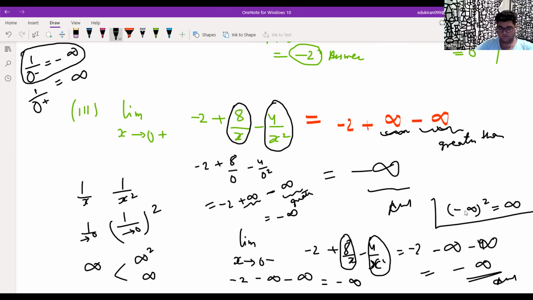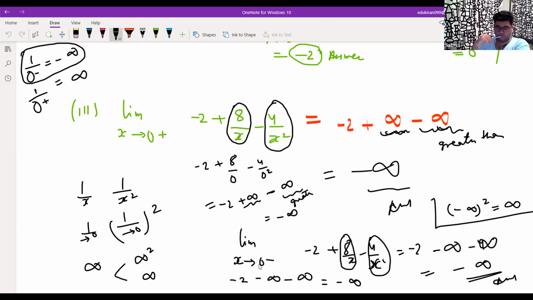So the final answer for the third one will be minus infinity. Yes, what are you asking? What will happen to the minus 2? Minus 2 is a very small number. It will not make any difference.